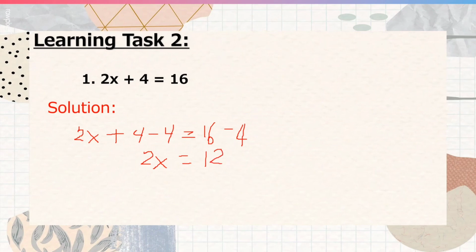Okay, so the next step here is we're going to use the division property of equality, and that will be dividing by 2 on both sides. So let's do the cancellation. Okay, so 2 divided by 2 is 1. So what remains there is x. So 12 divided by 2, the answer there is 6. So the value of x is 6.